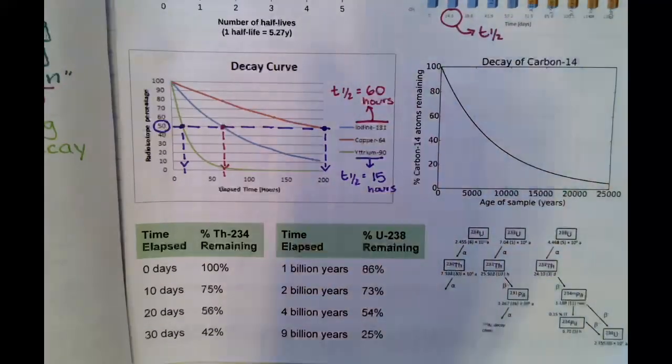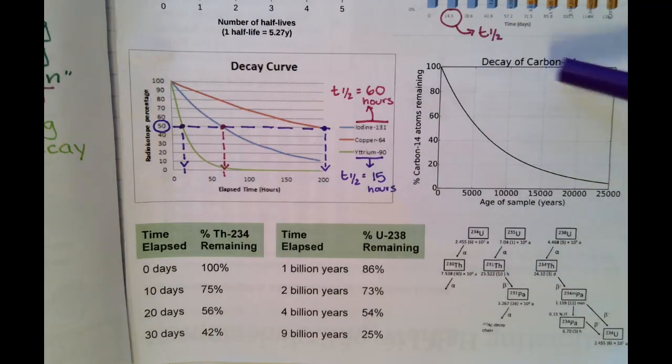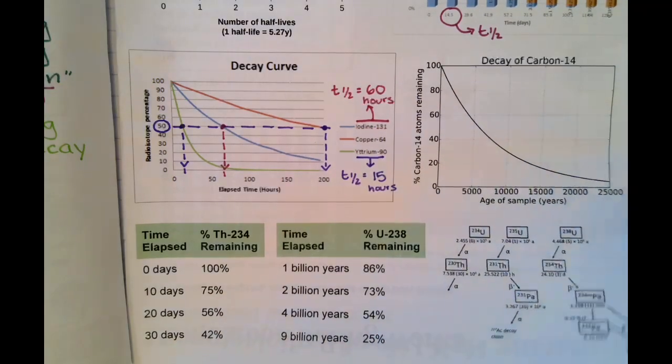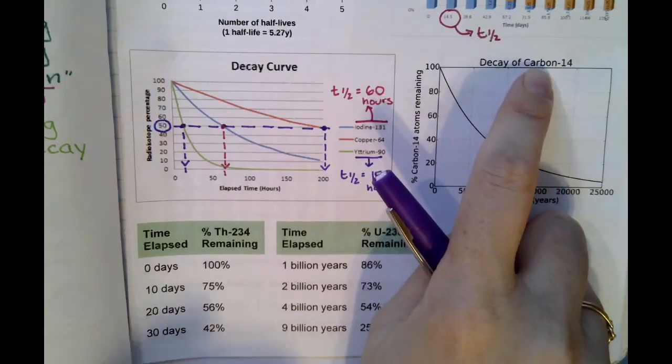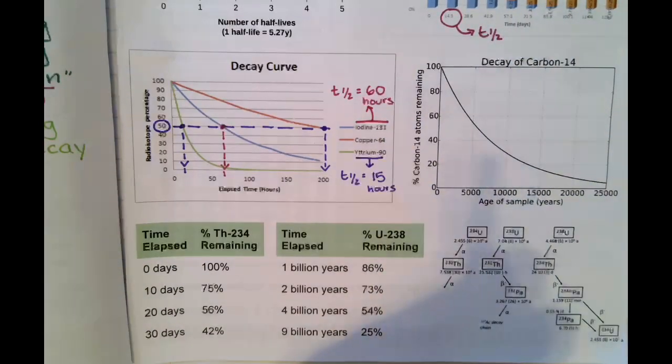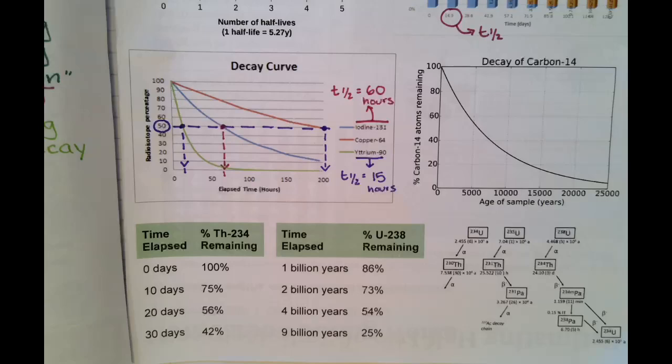So let's take a look at this next one. This is the decay of carbon-14, and that ends up being a very important chemical in our world, or in our understanding of the history of Earth, at least from a science perspective. So let's take a look here.